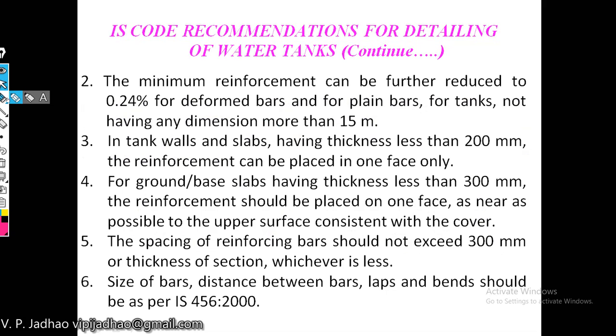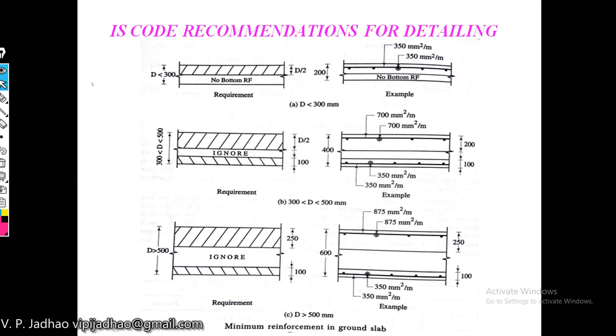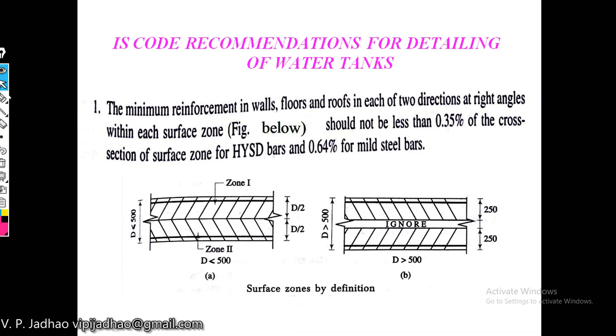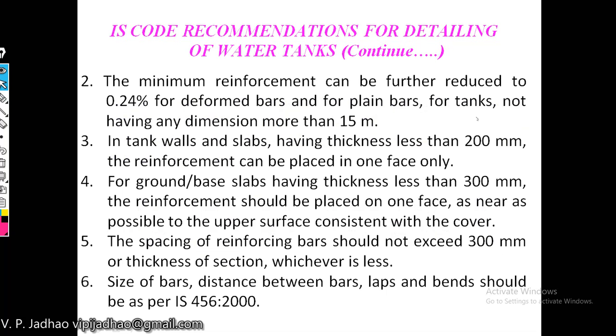Then the minimum reinforcement can further reduce to 0.24% for deformed bars, and for plain bars, for tanks not having any dimension more than 15 meters, we can also reduce this AST minimum up to 0.34. But for safety, we will be using the particular value which was given in the previous recommendation, that is 0.35%, which is indicated here. We will be using this particular value of 0.35% only.